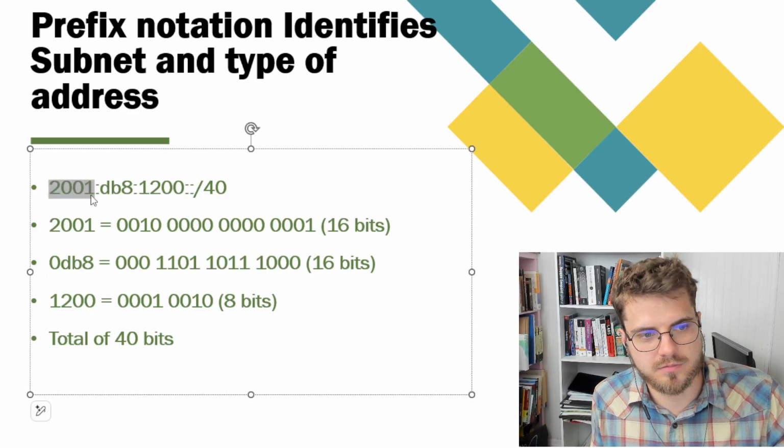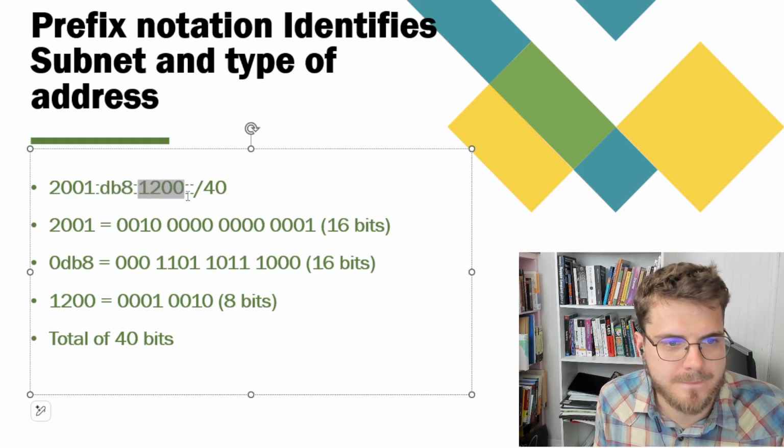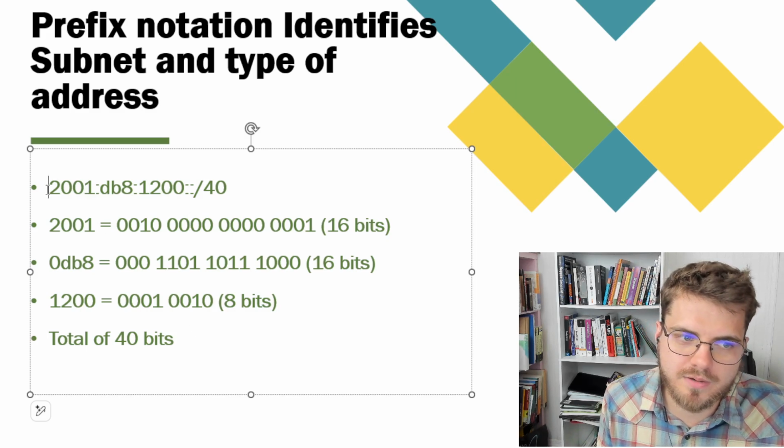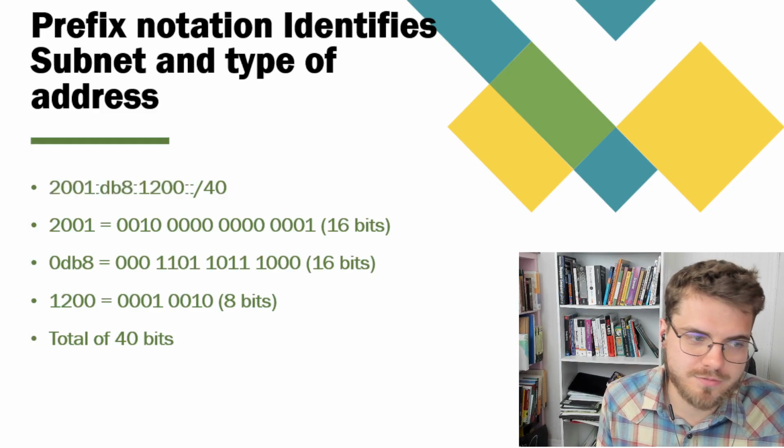So these three hex little things expanded out. This one has 16 bits, this one has 16 bits, and this one has 8 bits. So it has a total of 40 bits. So that's just how this is written. I don't know if that makes sense to you. It is a little confusing at first.